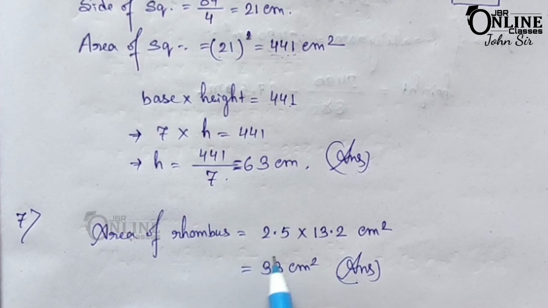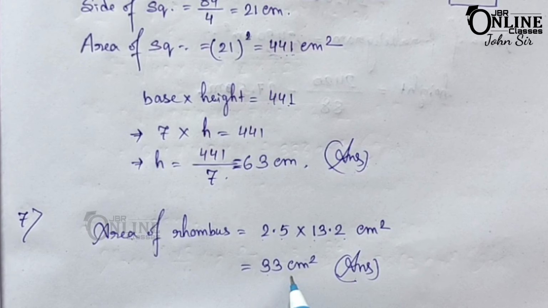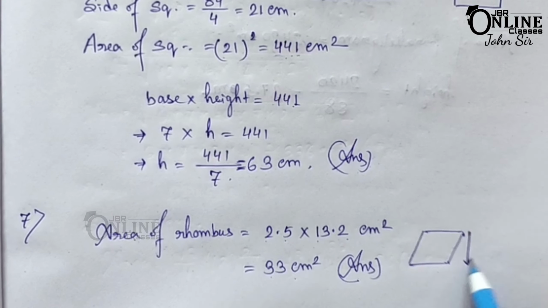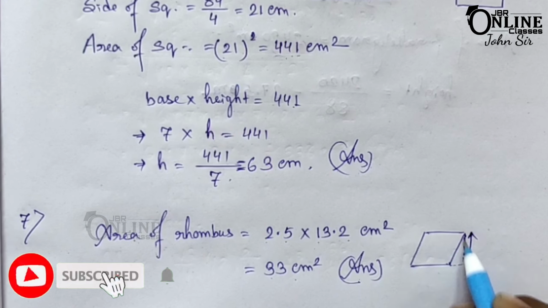So here the area of the rhombus will be 2.5 into 13.2, that equals 33 centimeter. Now if this one is a rhombus, then this one is the vertical height. Okay, this one is the vertical height.